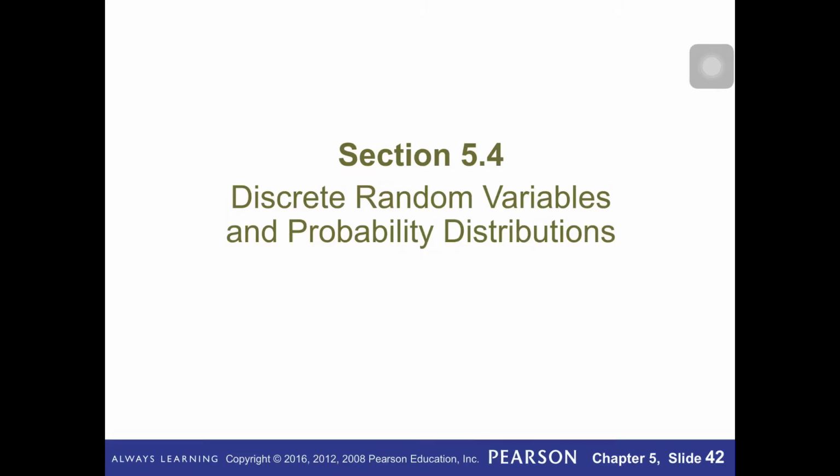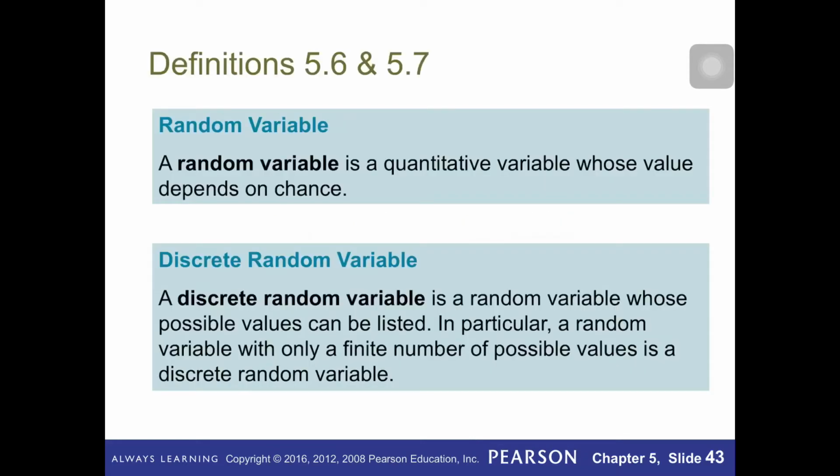I'm going to explain discrete random variables and probability distributions today. First of all, I need to give you a brief idea about random variable and discrete random variable. So what is a random variable? Random variable is a quantitative variable whose values depends on chance.